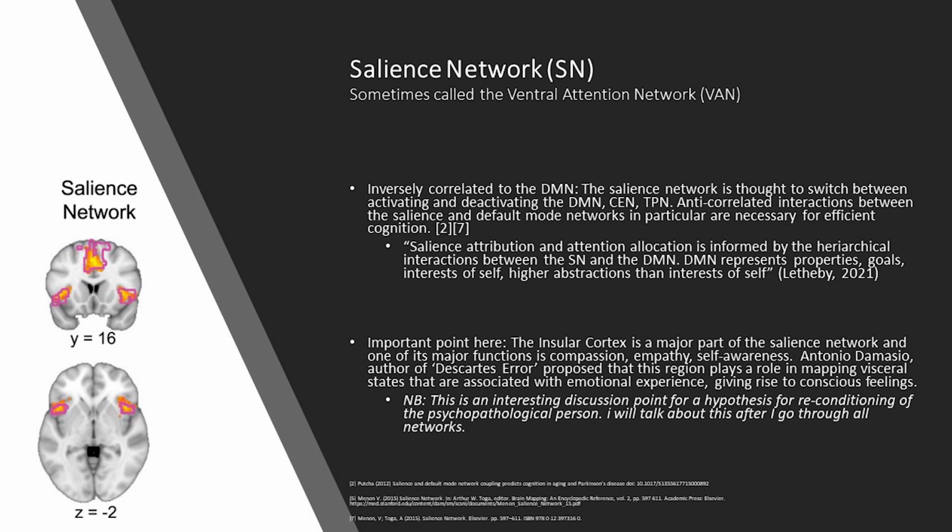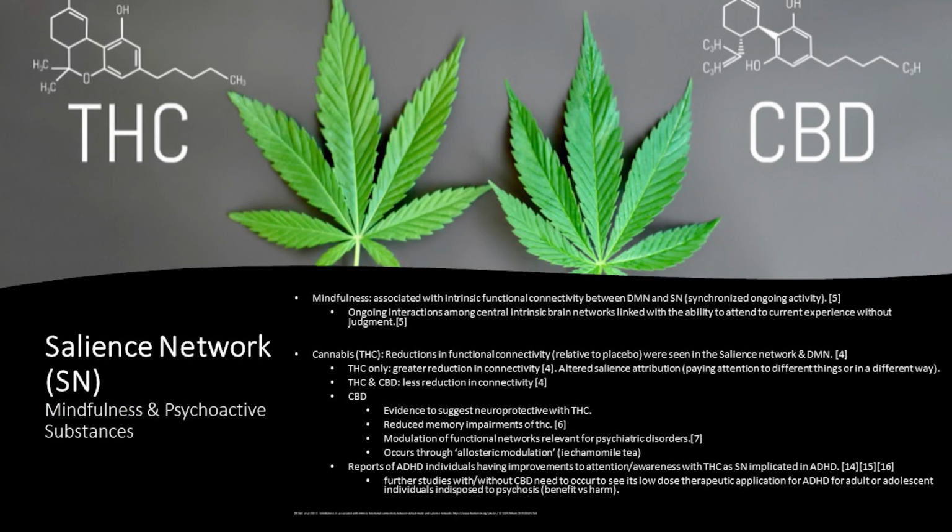And the other point here to note is that the insular cortex, one of the main parts of the Salience network, is responsible for compassion, empathy, self-awareness, and Antonio Damasio, author of the great book Descartes' Error, proposed that it plays a role in mapping visceral states that are associated with emotional experience. So this is a really interesting point for hypothetical rehabilitation of psychopathological people, which I'll come to at the end of the video. Now, what is the effect of mindfulness and psychoactive substances on the Salience network?